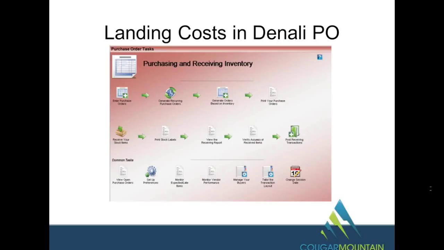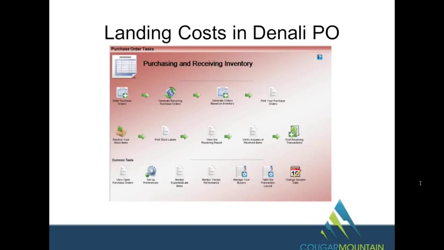Laura, good question. Why do you not want to choose a landing method of automatic distribution? The situation with that is with automatic distribution, it's supposed to take those landing costs and automatically apply those so you don't have to check the boxes to land those items. The reason we don't want to use that right now is because with the current version of Denali, there is an issue where that isn't working correctly, but with the next version, that issue will be resolved.